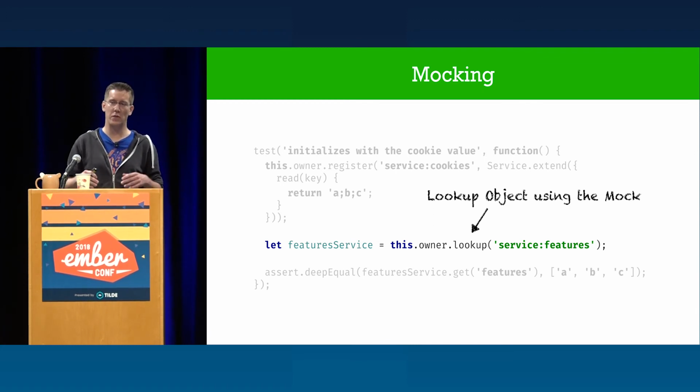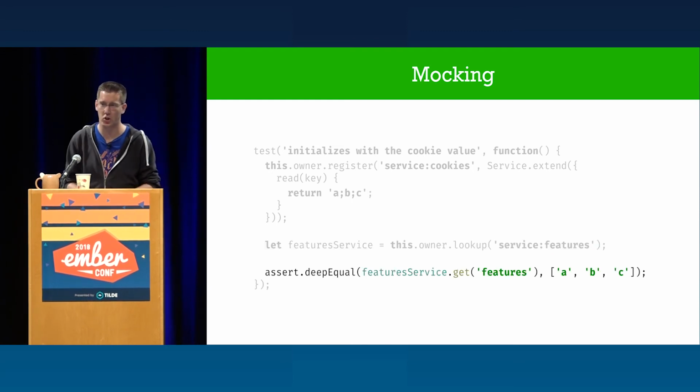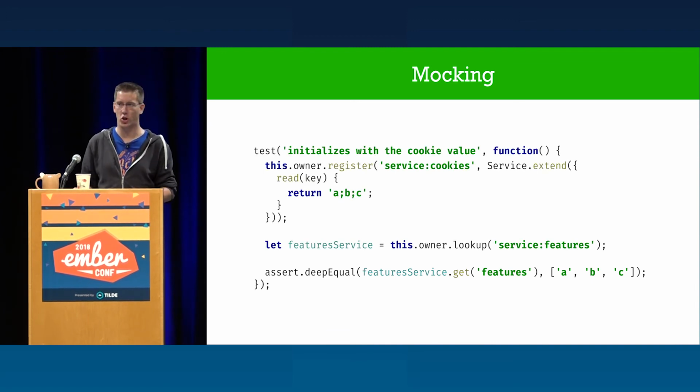The only caveat here is you need to register that thing before you look up anything that uses it. Because if you look up before, the injection will already have happened. And if you register the mocked service after that, it will not matter because it won't be used. So keep that in mind. If you mock something, mock it before you look up stuff. That's important. After that, you can just use the feature service as you would and do assertions on it, do whatever you will. All in all, not much code, and it works quite well, actually.